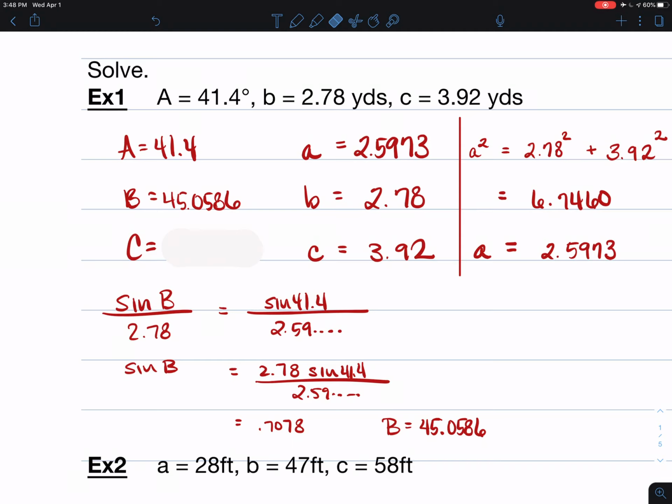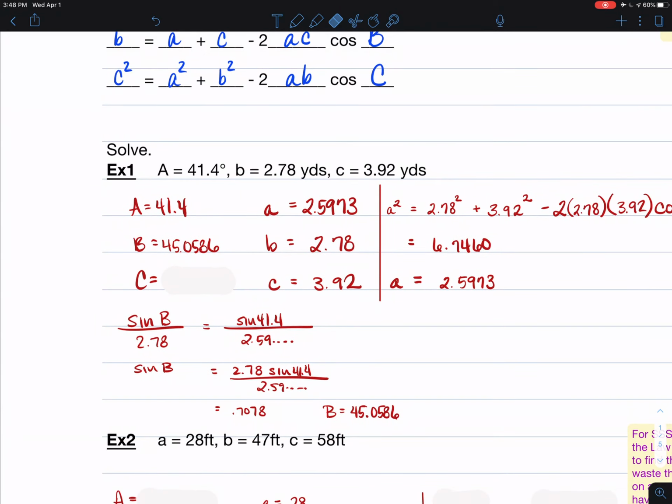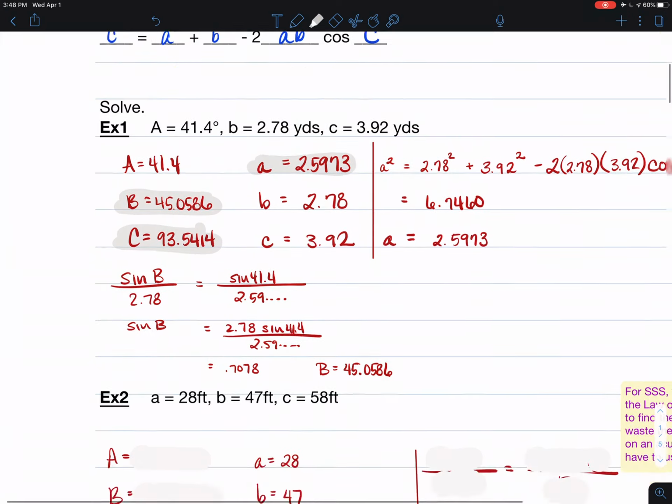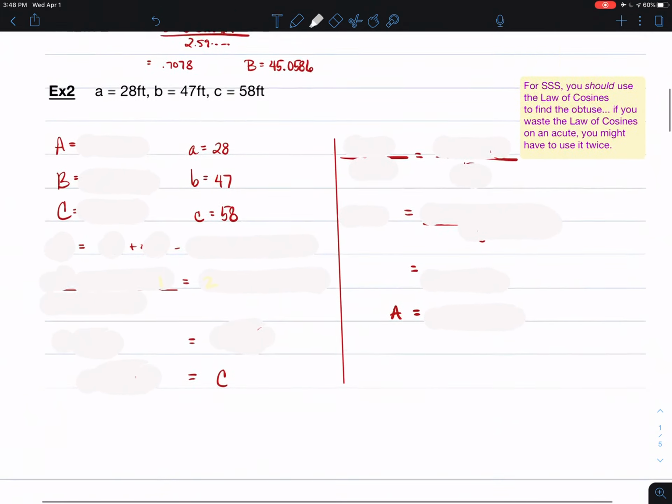Now that I have 2 of my 3 angles, I can find my third angle not by using the law of sines, but simply by adding and subtracting. And so I'm just going to do 180 minus my angle A and my angle B, and that will give me my angle C. So that now everything that was unknown is now found. I found my angle B, I found my angle C, and I also first found my side A. So these are my 3 answers in this particular example. Let's go over to example number 2.